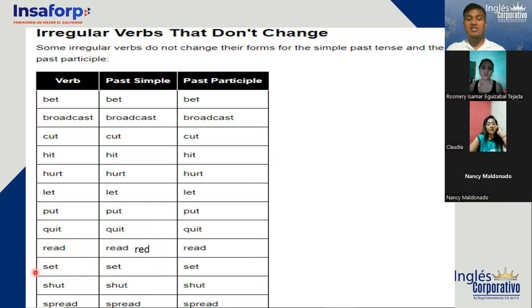So then we have set, set, shut, shut, spread, spread. That's it. Okay? Those are some of the verbs that will never change. When I say never change, I mean in spelling, and some of them never change either their pronunciation. As I told you, the only one that changes in pronunciation is the verb read. So in past, you will have to make the difference and you will have to say read instead of saying read. Is that clear, guys?